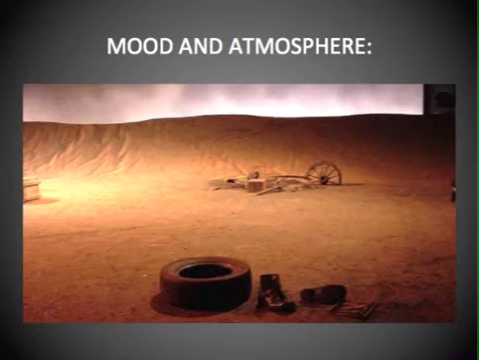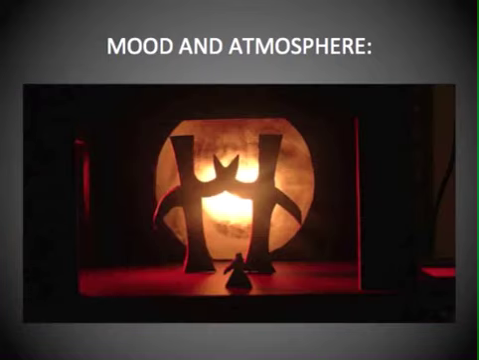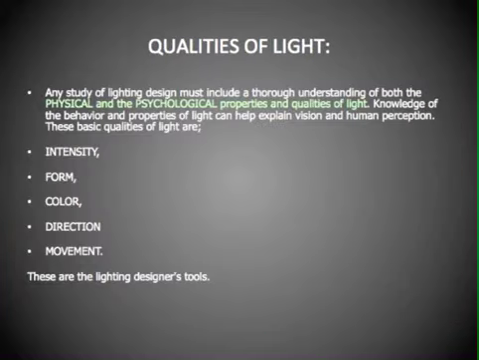Mood considers the basic psychological reactions of the audience. Are you staging a light comedy or a dark drama? If all the lighting elements have been properly applied, the result is a specific mood created by the lighting design. Lighting can cause an audience to feel a wide range of different emotions. Lighting can shift and change very quickly on stage, and so can the qualities of light. Think of these as the lighting designer's tools. These qualities of light are intensity, form, color, direction, and movement, and we will examine them one by one.